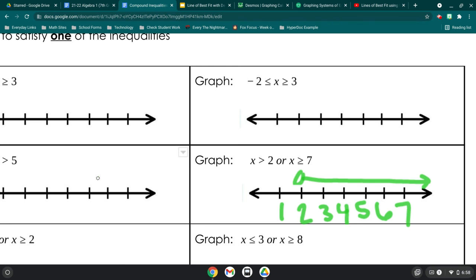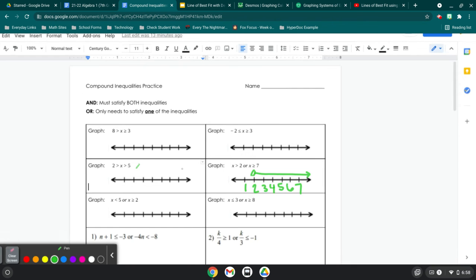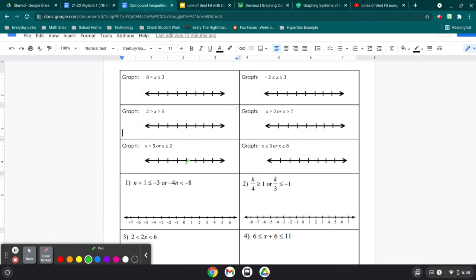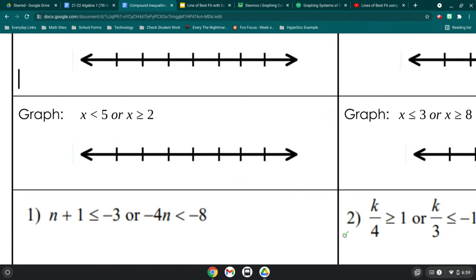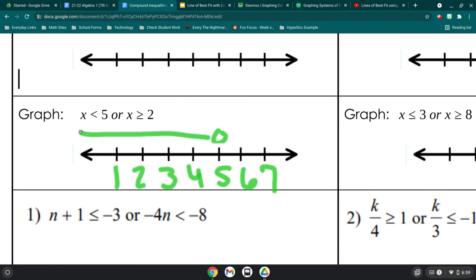All right, make sure you got that. Whoop. All right, there's 2 more. Oops, we'll keep it green. All right, we got x is less than 5 or greater than or equal to 2. So 1, 2, 3, 4, 5, 6, 7. All right, so x is less than 5 and x is greater than or equal to 2.